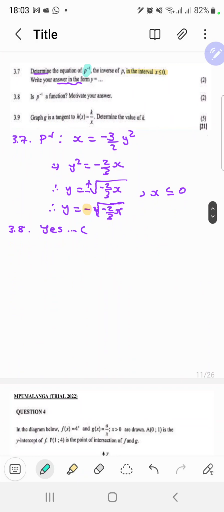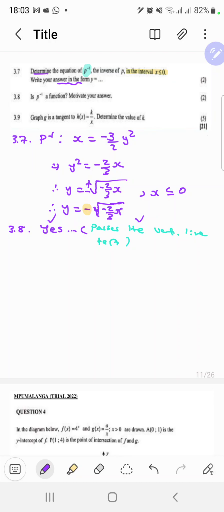So you can just write here, it passes the vertical line test. You can even explain why, due to the restriction on the domain of the original function. But they don't really care for an explanation. You just say it passes the vertical line test and you are sorted. All right, you get your 2 marks for your yes and then for your explanation.